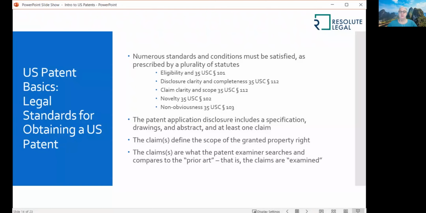So it's often said the claim is the name of the game in the US. The claims are extremely, extremely important. The claims are what the lawyers argue about and the businesses argue about. It's also what the patent examiner searches, researches, and compares to the prior art. It's what gets examined in the patent application. It's the scope of the claim.